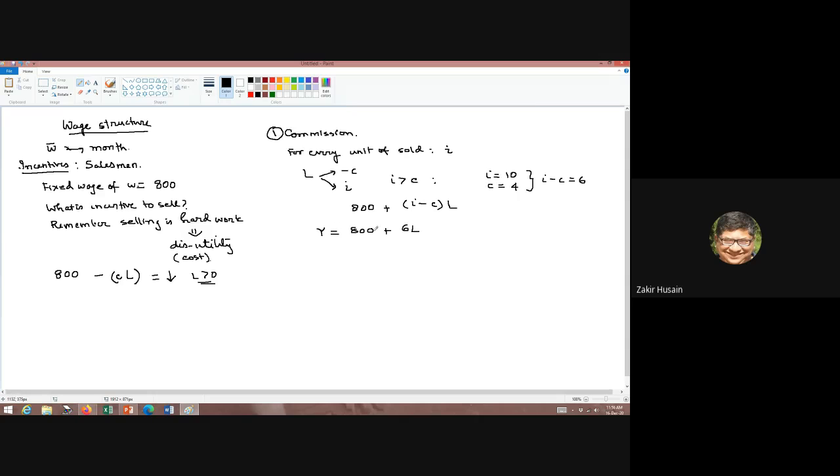So the salesman's income will be 800, which is a flat rate, plus 6L. So we can denote the income as such. If L is equal to 0, he gets 800. If L is equal to 1, he gets 806, and so on.